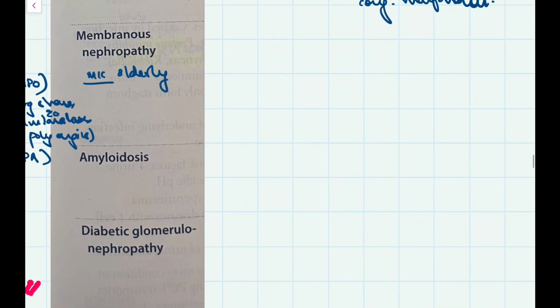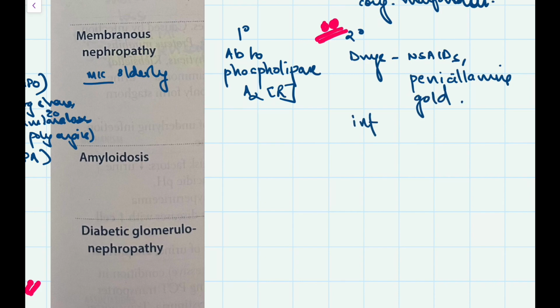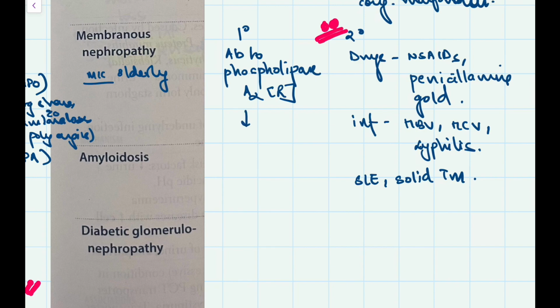Next is membranous nephropathy. In membranous nephropathy, again, the causes are primary and secondary, and again, the secondary causes are very important. So, primary can be due to antibodies to phospholipase A2 receptor. While secondary can be due to drugs like NSAIDs, and this question was asked, penicillamine, that is a chelator, or gold. Even infections like HBV, HCV, and syphilis, or conditions like SLE and solid tumors can be secondary causes of membranous nephropathy. Again, the primary disease is not having good response to steroids and it can progress to CKD.